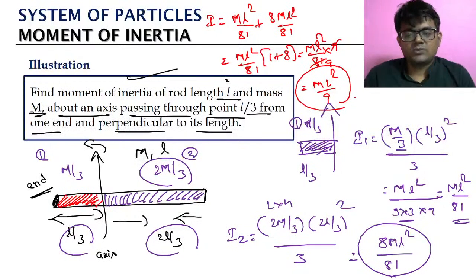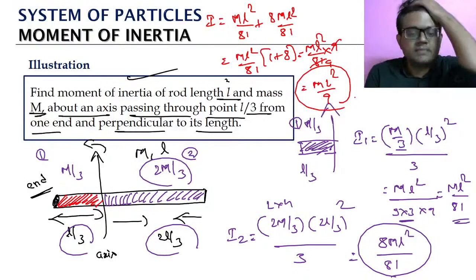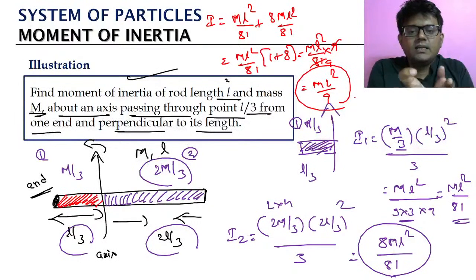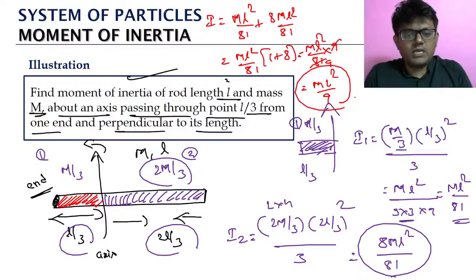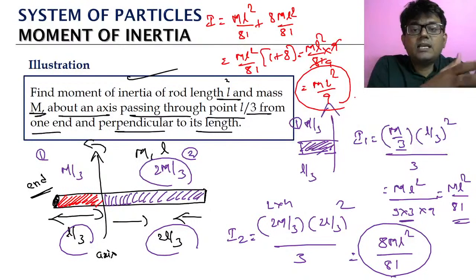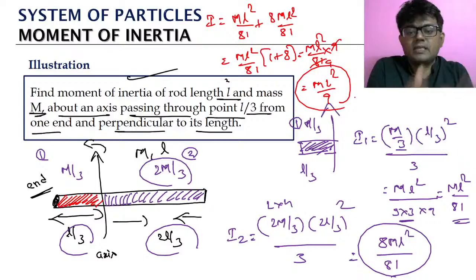What is the final answer? ml square by 9. So moment of inertia of the rod, mass m and length l, about axis passing through a point. எங்க இருக்கு அந்த axis? A distance of l/3 from the end of the rod. Okay. So இந்த மாதிரி problems என்னன்னா, they can change the question. They can say point l/4 from the end, or they can say point l/5 from the end. அந்த மாதிரி நிறைய different problems இங்க இருந்து நம்ம frame பண்ணலாம்.